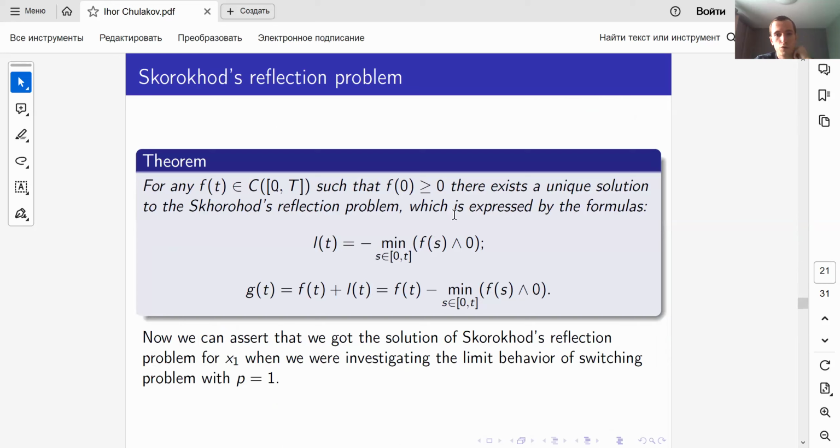But what we should pay attention to is that we have an explicit formula for the solution of the Skorokhod reflection problem. This formula looks like we take our original function f and add to it its running minimum. Now we can assert that we got the solution of the Skorokhod reflection problem for x1 when we were investigating the limit behavior of the switching problem with p equals 1. We have the same formula there: function plus its running minimum.